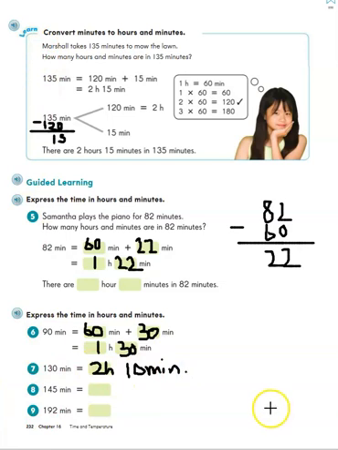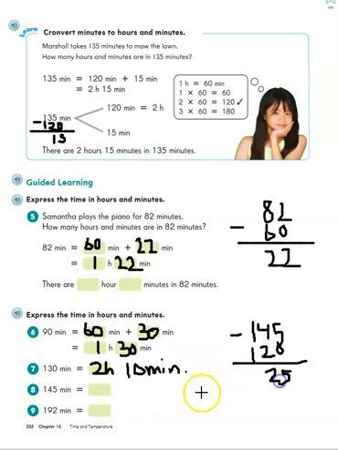Okay, let's look at number 8. It's 145 minutes this time. So we're going to look at our chart again, get as close to 145 as we can without going over. And it looks like, once again, it's going to be 2 hours, which gets us to 120. So we need to do 145 minus 120. And that's going to give us 5 take away 0 is 5. 4 take away 2 is 2. That means it's going to be 2 hours and 25 minutes.